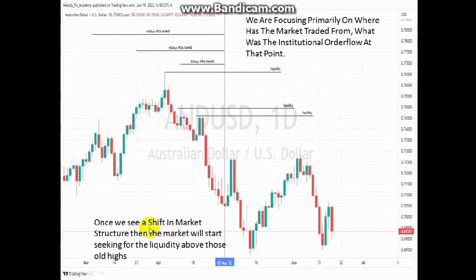Now once we see a shift in market structure, the market will start seeking the liquidities above those old highs. If the market was trading bullishly in the last 60 days, liquidity is going to be resting below those old lows. So once the market shifts in structure, price is definitely going to start seeking liquidity above these old highs.